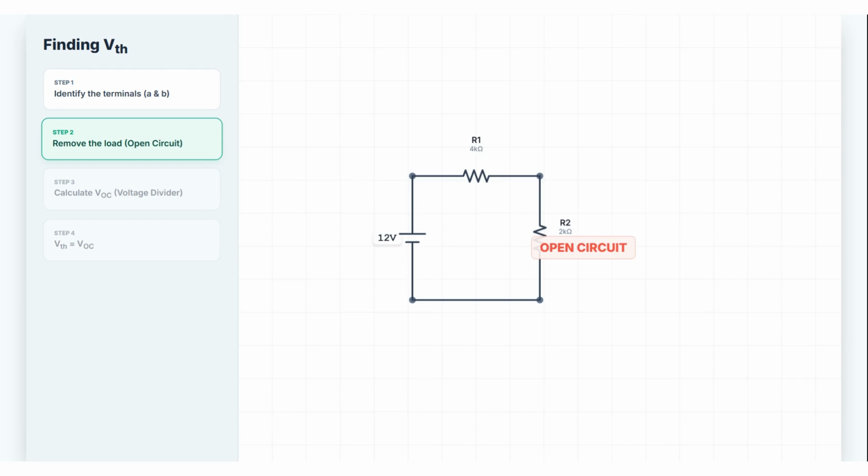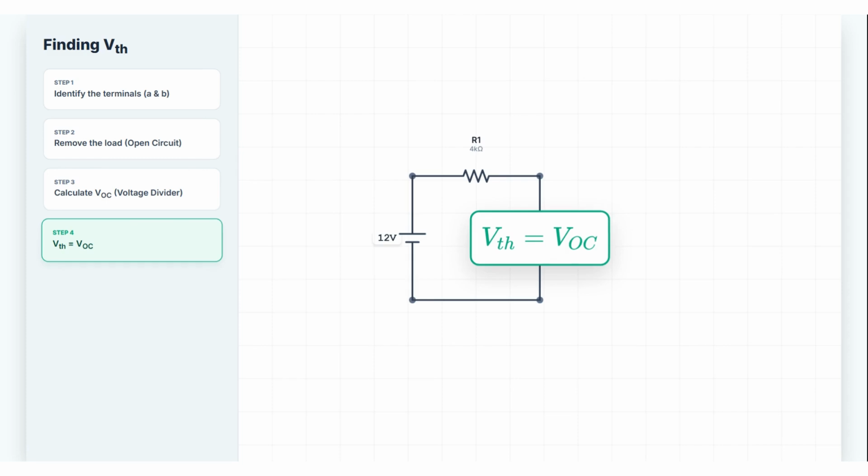Step 3. Calculate the open circuit voltage, VOC, across those terminals. Use any circuit analysis method you know. Voltage dividers, KVL, nodal analysis, whatever works. Step 4. V Thevenin equals VOC. That's it. The Thevenin voltage is simply the open circuit voltage.